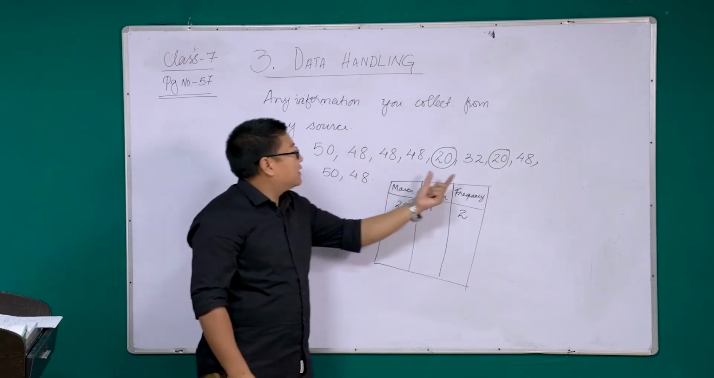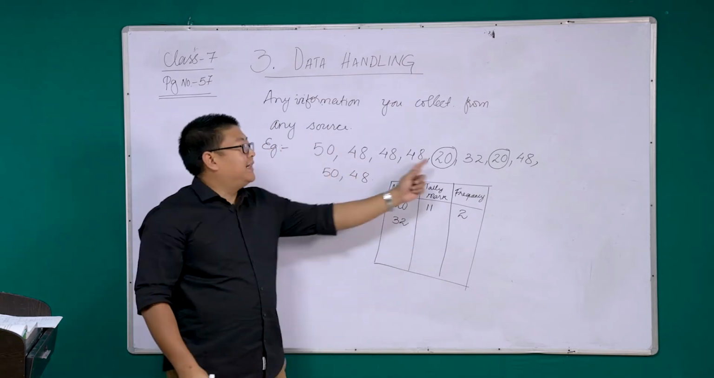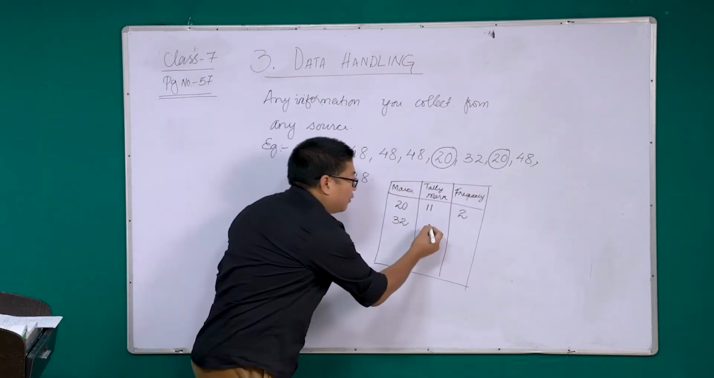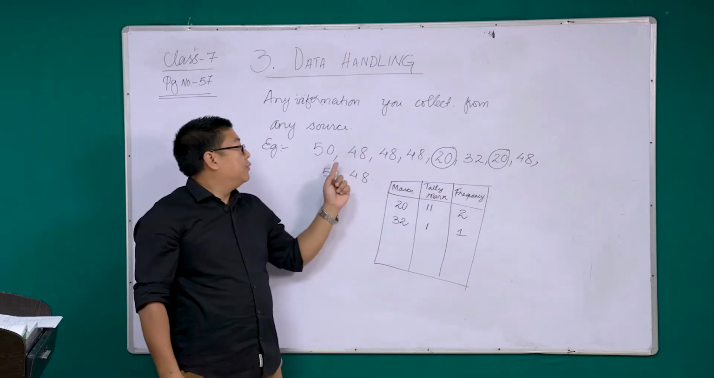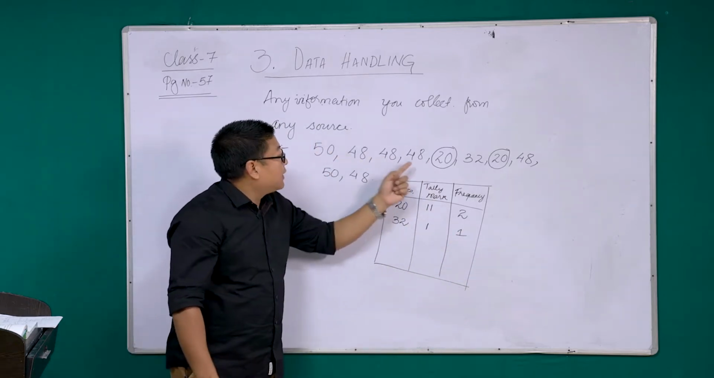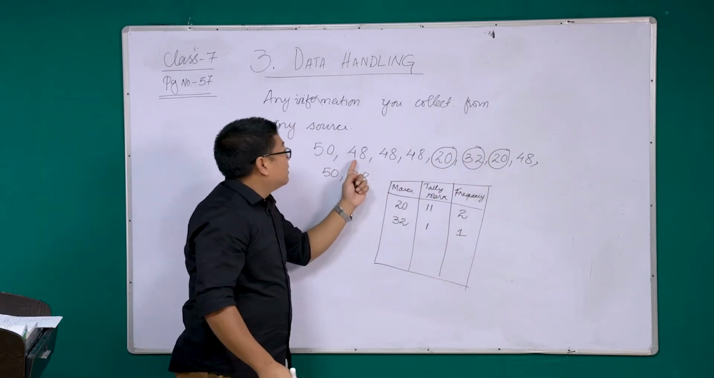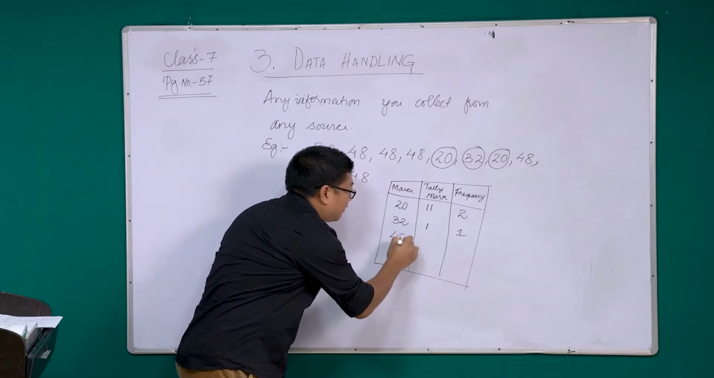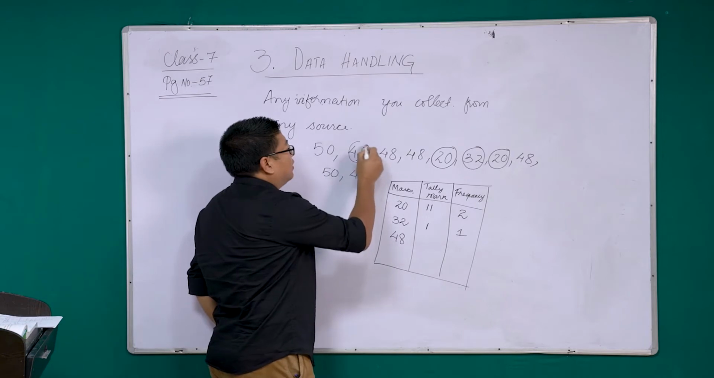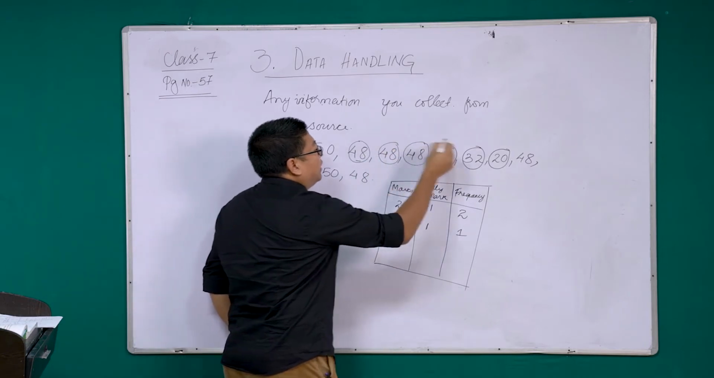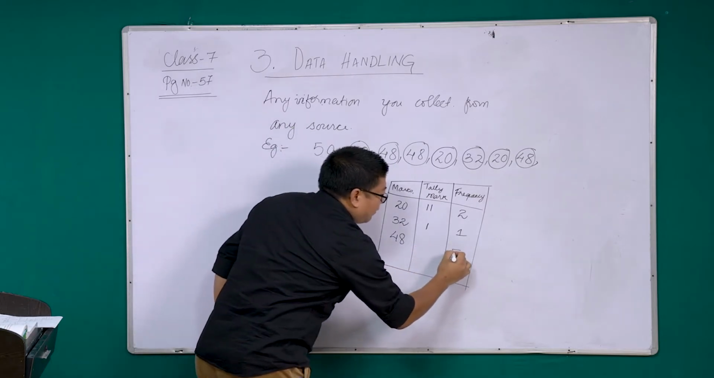Now let's look for the next number, 32. We can see that it is appearing only 1 time. So we will write 1 here and numerical value 1. The next number should be 48. So we will take 48 here. Let's count how many 48s are there. 1, 2, 3, 4, and 5. So we have 5 here.